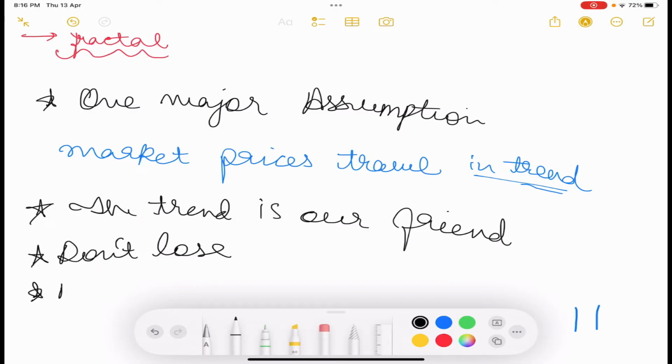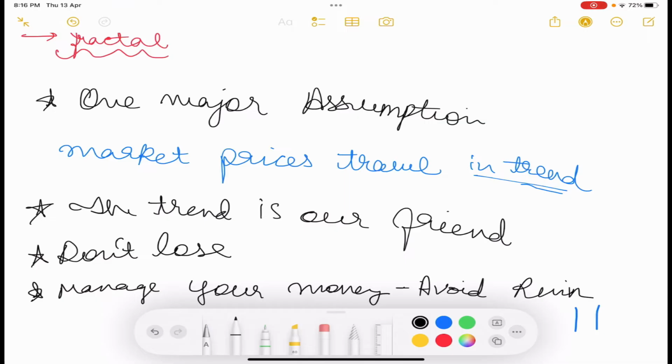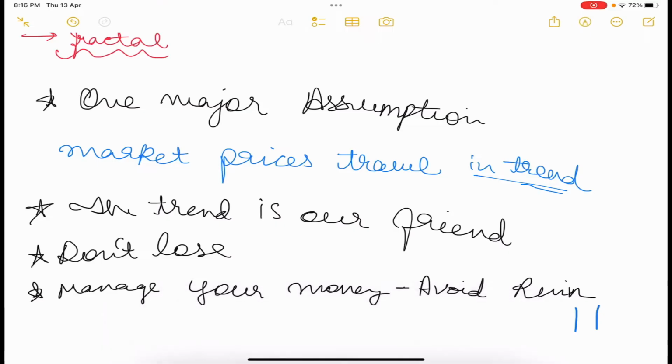And then the third thing is manage your money. You need to obviously manage your risk and manage your money. You need to set a stop loss. You need to set a target. You need to have a proper system in order to make consistent profits in the stock market. I think that's easy. Avoid ruin. Now, what do you understand by ruin? Ruin means that you need to set a stop loss or anything which will lessen your risk of loss.